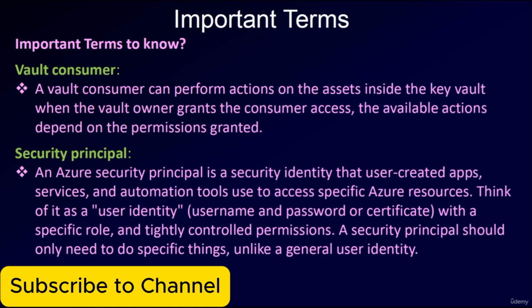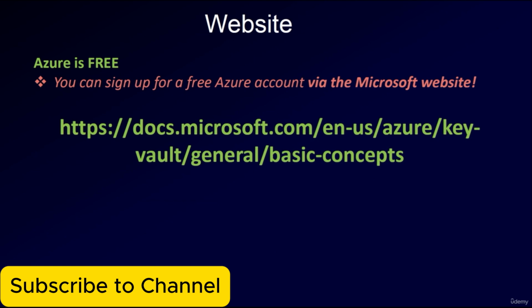Then we have the vault consumer. A vault consumer can perform actions on the assets inside the key vault when the vault owner grants consumer access. The available actions depend on the permissions granted. Then we have the security principal. The Azure security principal is a security ID that user-created apps, services, and automation tools use to access specific Azure resources. Think of it as a user identity, a username and password, or a certificate with a specific role and tightly controlled permissions. A security principal should only need to do specific things, unlike a general user identity.